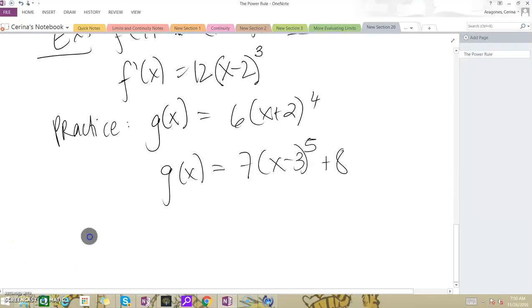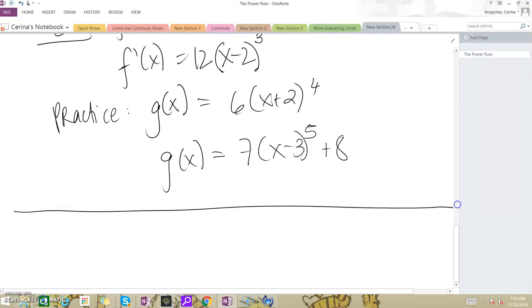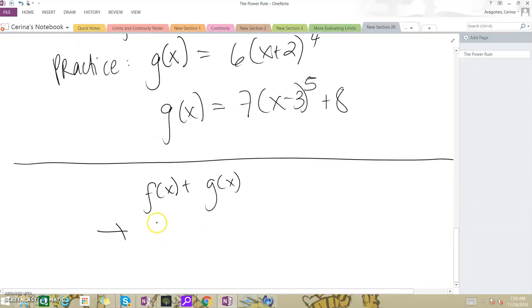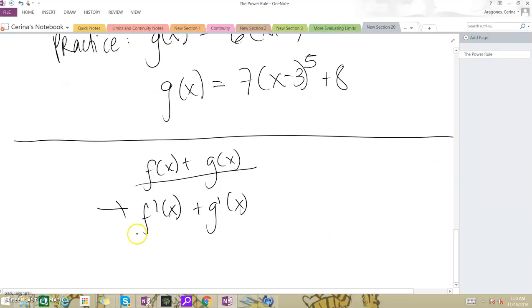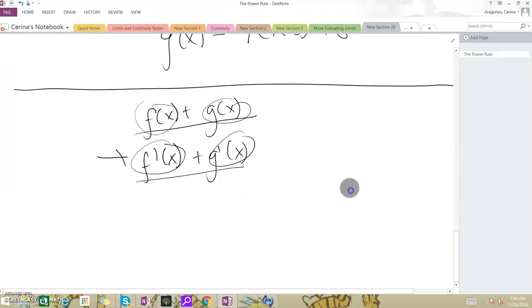Okay? The other thing is when you have a sum of two functions, so let's say you have f of x plus g of x, the derivative is just the sum of the derivatives. So if you have a sum of functions, the derivative is just the sum of the derivative of each individual function.